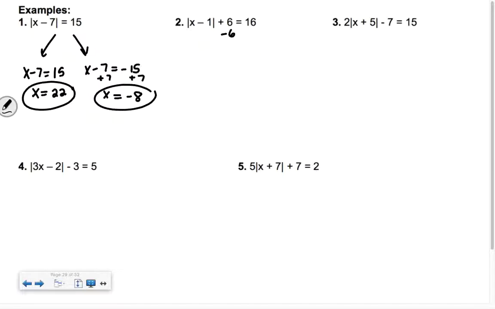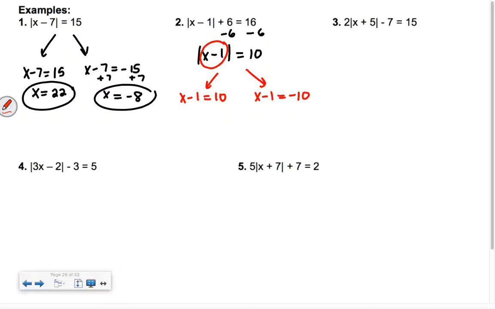So this next one, I'm going to subtract 6, subtract 6. I get the absolute value of x minus 1 is equal to 10. That means that everything on the inside, this x minus 1, all of it together, when I take the absolute value, I should get positive 10. So x minus 1, all of it could equal 10, or all of it could equal negative 10. So we break it into the two pieces. So we say x minus 1 could equal 10, and x minus 1 could equal negative 10. So we never change the left side of the equation. We just change the 10 and negative 10.